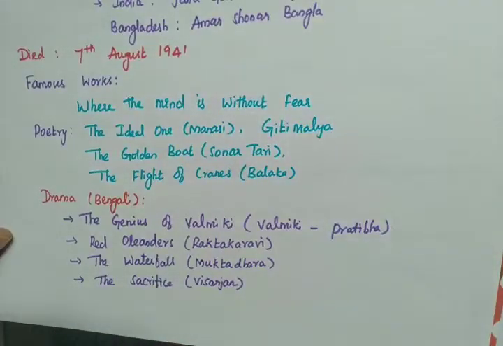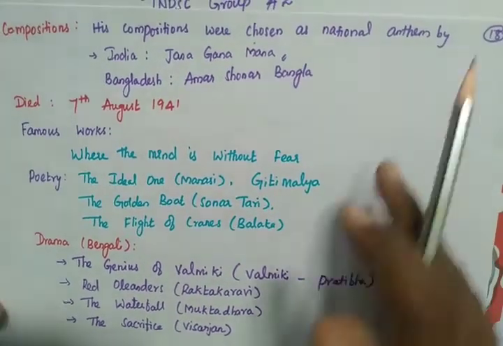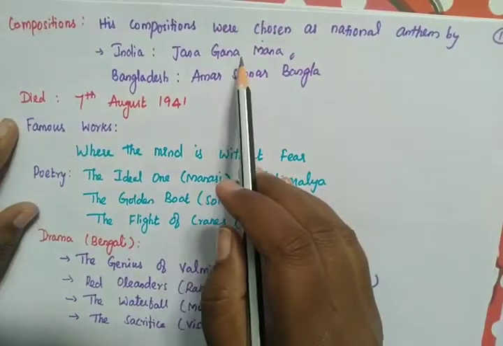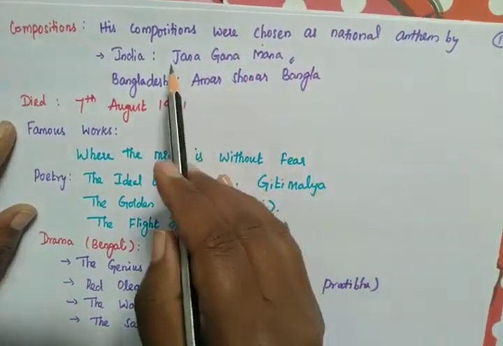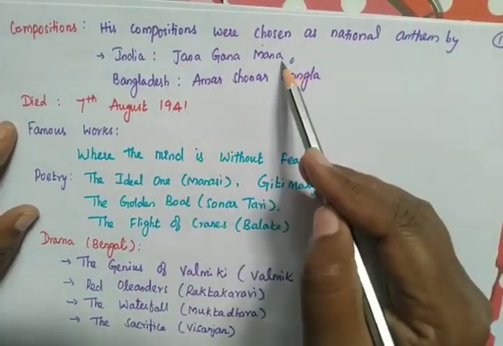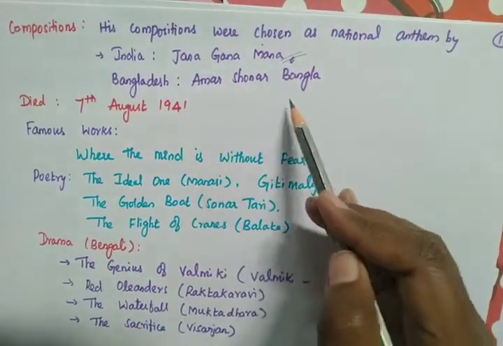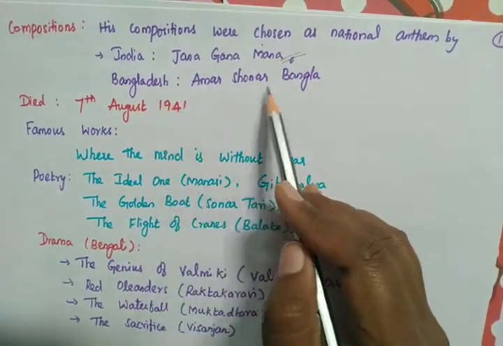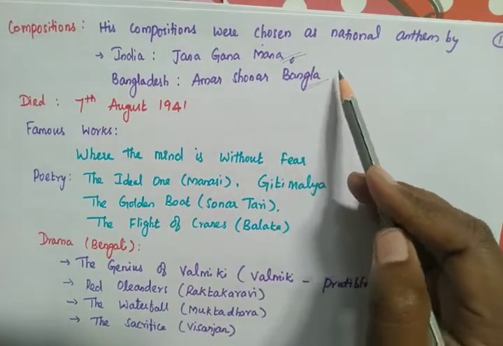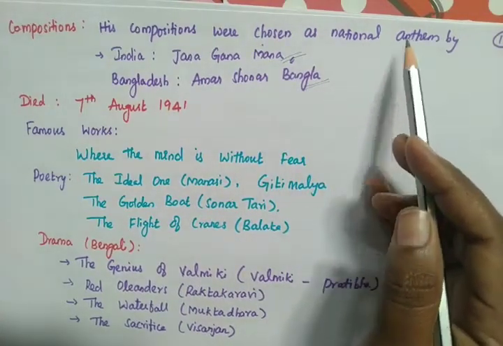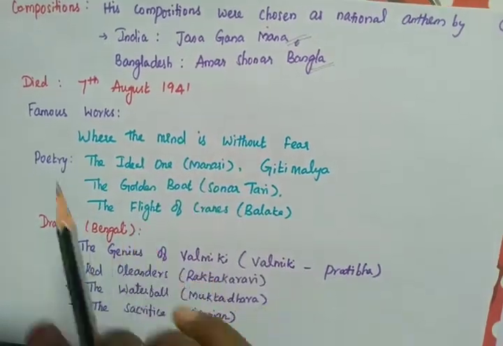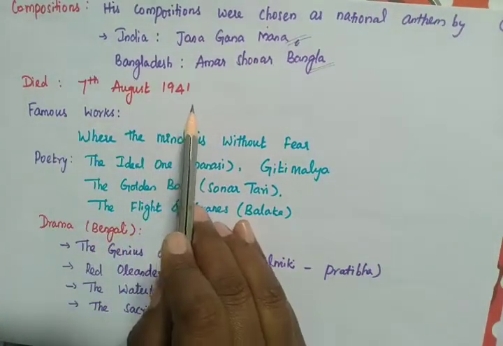Then these are the compositions he has written. His compositions were chosen as national anthems. In India, our national anthem is Jana Gana Mana, which everyone knows. Then in Bangladesh, Amar Shonar Bangla has been chosen as the national anthem. And he died on 7th August 1941.